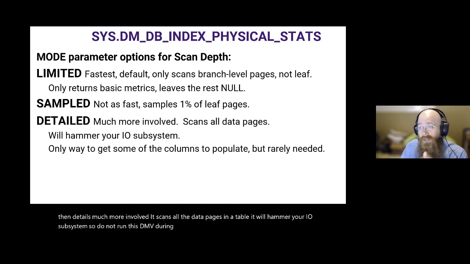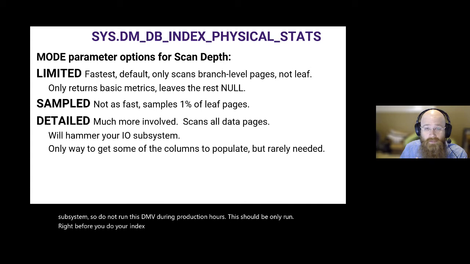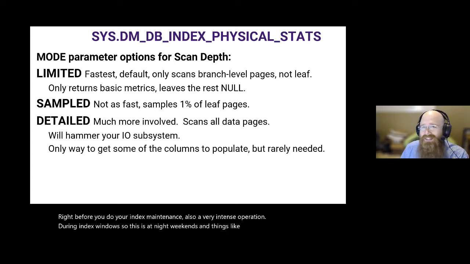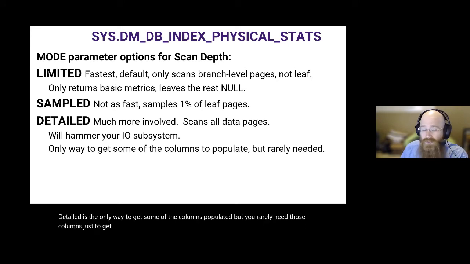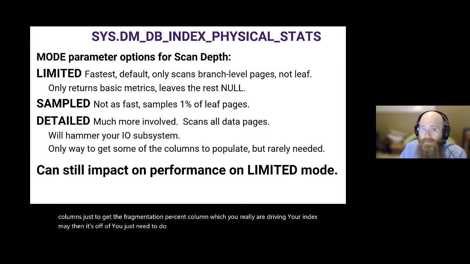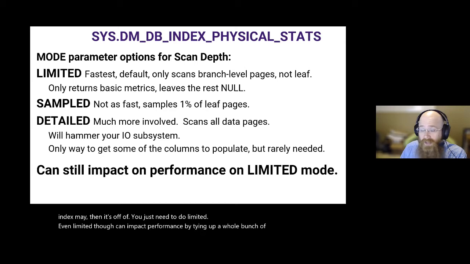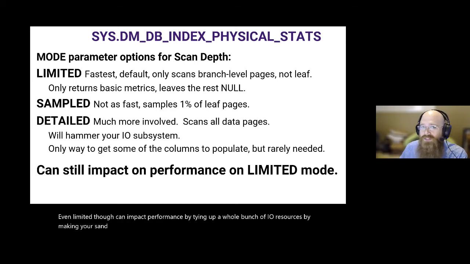This should be only run right before you do your index maintenance, also a very intense operation, during index windows. So this is at night and weekends and things like that. Detailed is the only way to get some of the columns populated, but you rarely need those columns. Just to get the fragmentation percent column, which you really are driving your index maintenance off of, you just need to do limited. Even limited, though, can impact performance by tying up a whole bunch of IO resources, by making your SAN real busy. So just don't run this during the day just for curiosity's sake, okay?